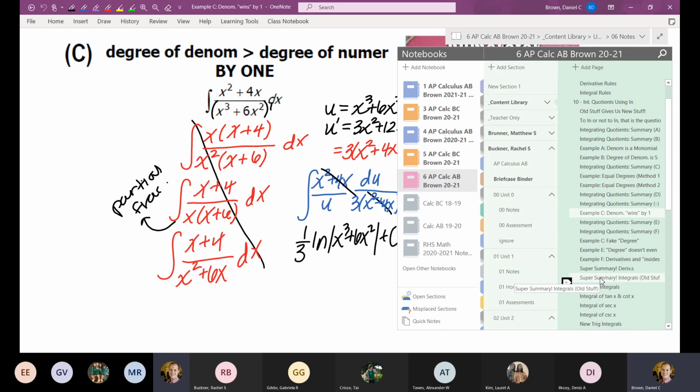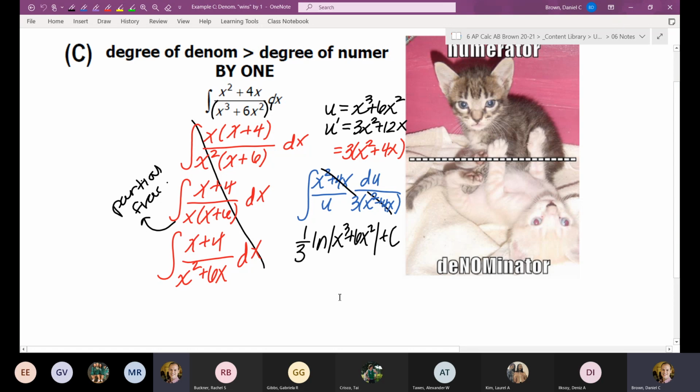Quick question. When you have a monomial, but it's a bigger degree on the bottom, would you still just divide everything by that? I would still divide everything by it, yeah.